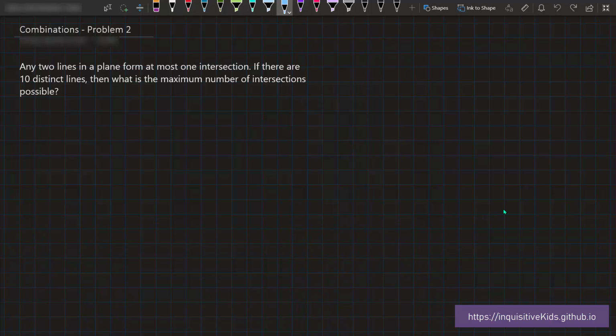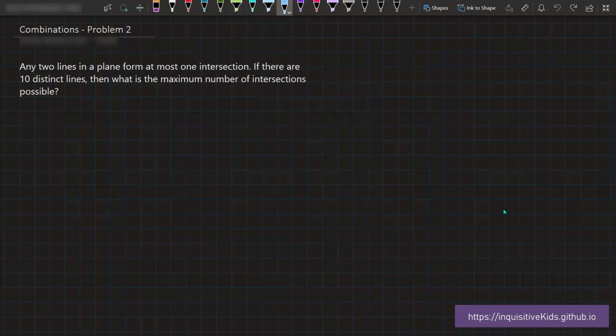So here is our second combinations word problem. Any two lines in a plane form at most one intersection. If there are 10 distinct lines, then what is the maximum number of intersections possible? Now, before I go on to reveal the solution to this problem, I want you to pause the video first and then use the combinations formula to help you solve.